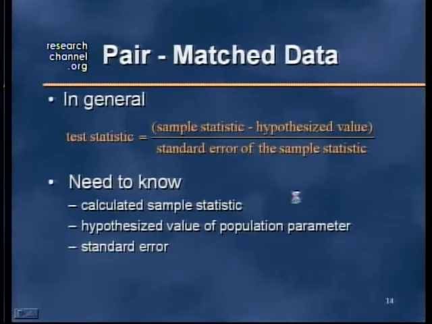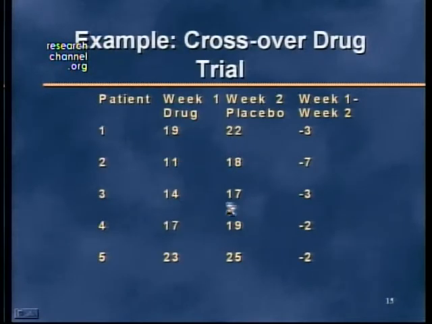Again, this slide should look pretty familiar. It's all a variation on the same theme. Our test statistic is still going to be the sample statistic minus the hypothesized value over the standard error, and we'll need to know all three components in order to calculate it. I'm going to use the same values that we used in the previous example, but now we'll set up a scenario in which these are 5 patients, not 10. In the previous example, we had 5 patients treated by drug and 5 separate patients treated by placebo.